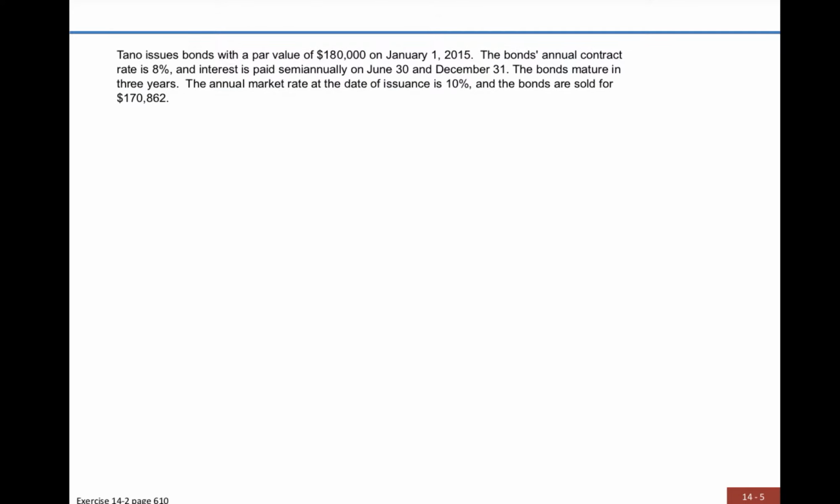All right, TANO issues bonds with a par value of $180,000 on January 1st, 2015. The bond's annual contract rate is 8%. Interest is paid semi-annually June 30th and December 31st. Bonds mature in 3 years. The annual market rate at the date of issuance is 10%, and the bonds are sold for $170,862. What is the amount of discount on these bonds at issuance? Well, that's just going to be the difference between par value and the amount that we're actually getting for them.